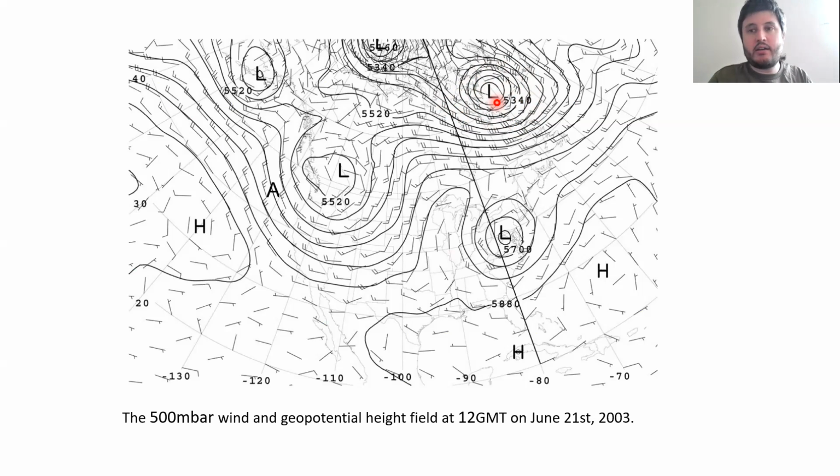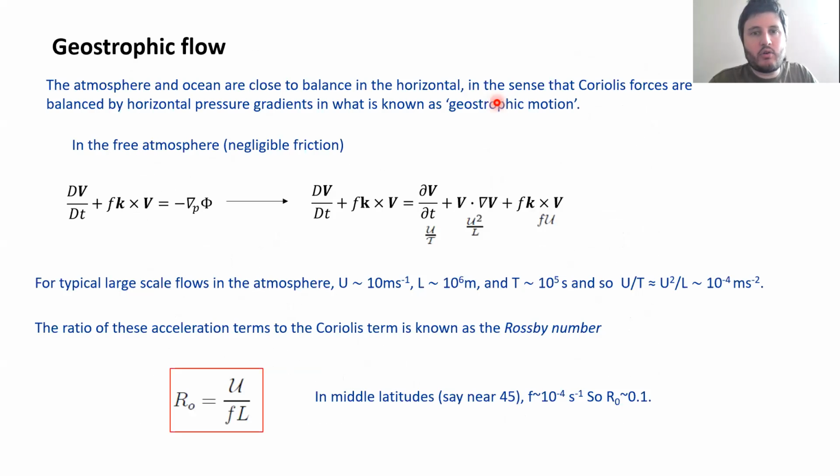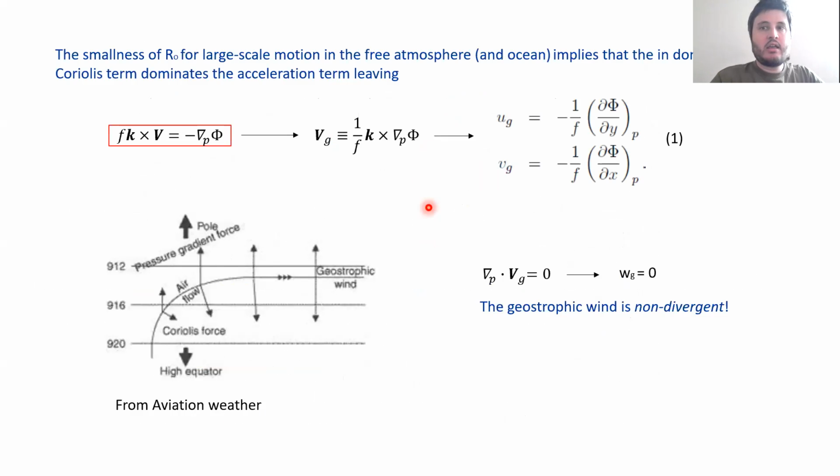So basically, you can take the real flow and divide it into its geostrophic plus its ageostrophic part. But in mid-latitudes, the geostrophic flow will always be much, much larger. And you can actually describe the flow quite well just by supposing that these acceleration terms are 0.